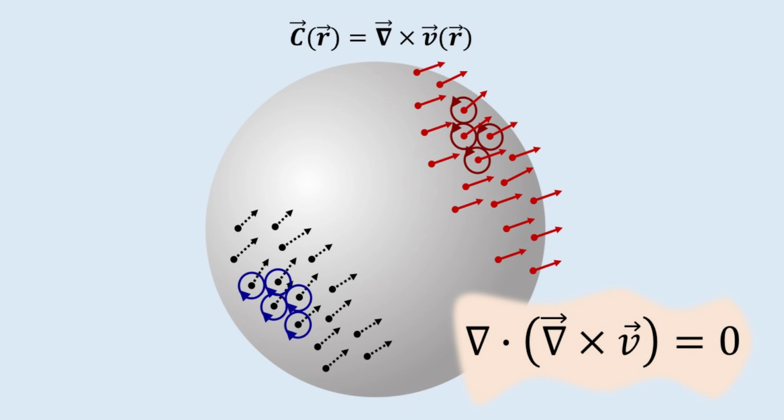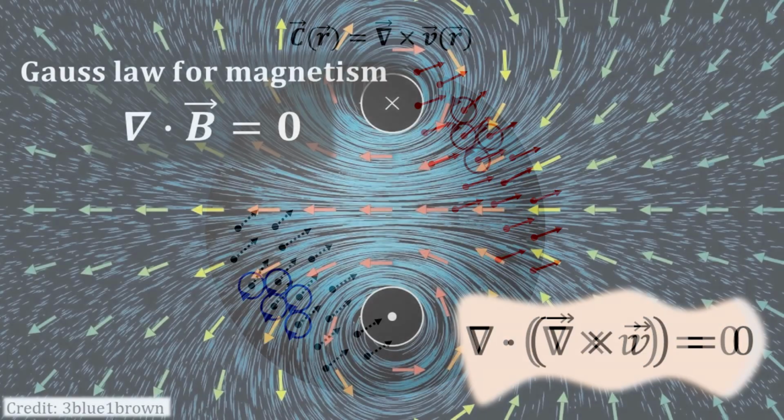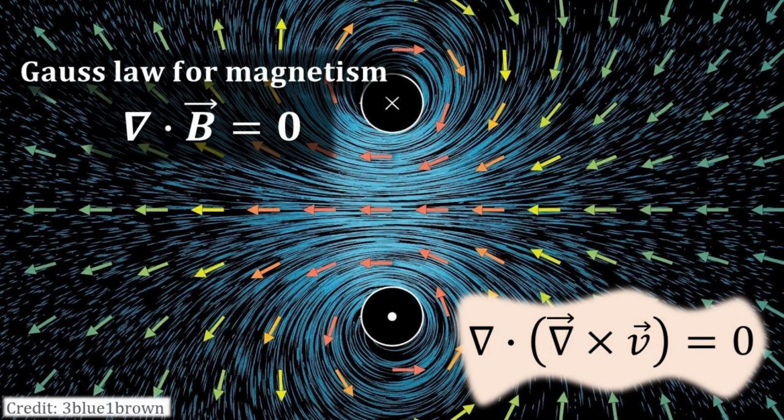This result has important implications in many fields of physics. When the curl is divergenceless, it implies that the circulation within a closed surface is conserved. This is analogous to the conservation of angular momentum in rotational motion. When making connection to electromagnetism, this reminds us of the Gauss law for magnetism, which states that there are no magnetic monopoles.